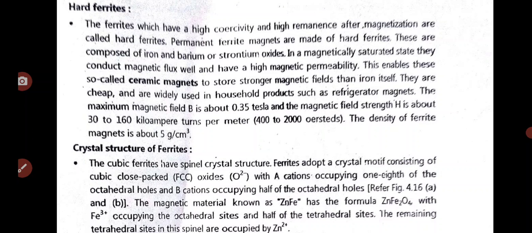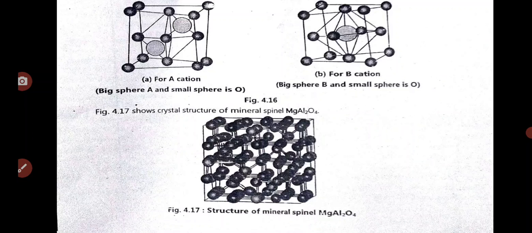The magnetic material ZnFe has the formula ZnFe2O4, with Fe3+ cations occupying the octahedral site and half of the tetrahedral site, and the remaining tetrahedral sites in the spinel are occupied by zinc 2+. So we have to see this different material in the figure so that we get a clear idea. What is the nature of this type of material?